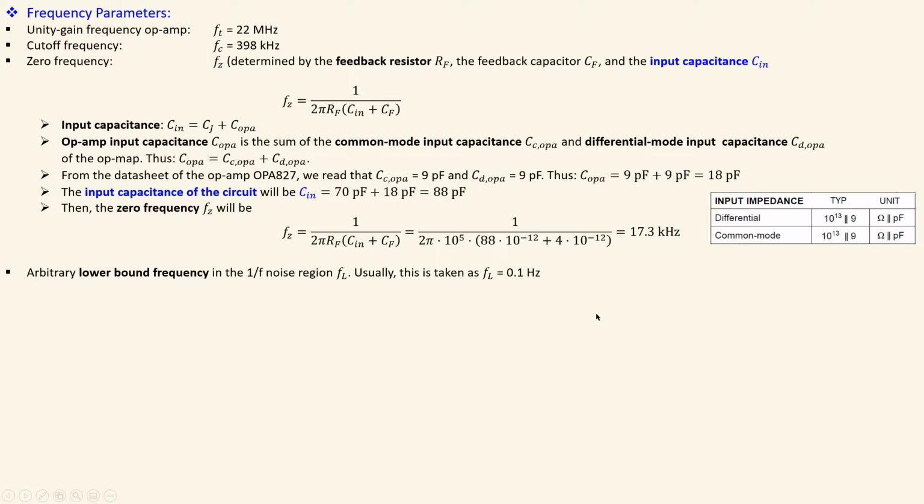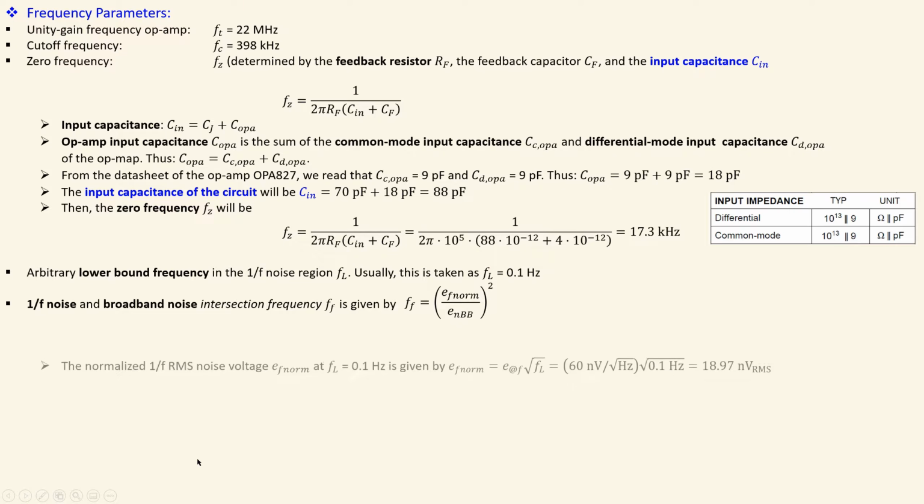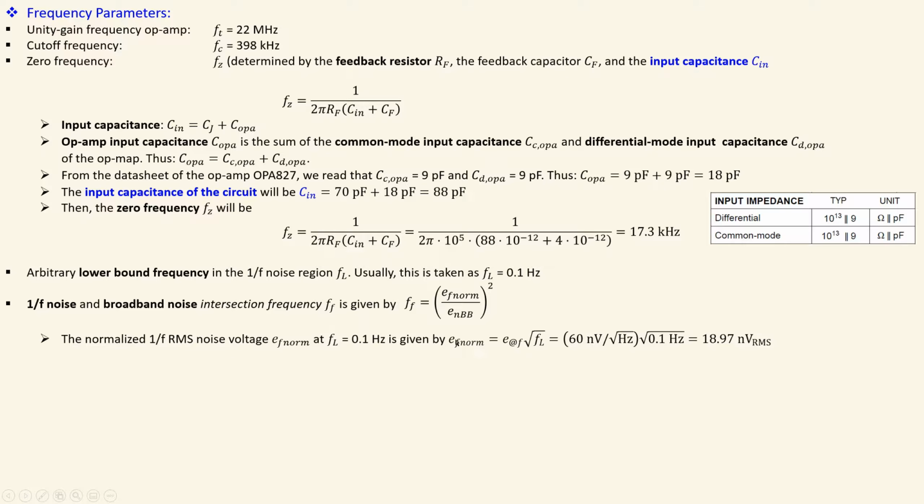Okay, now we will of course select a lower bound frequency for the 1/f noise region calculation, and this is usually taking 0.1 hertz. We already said that, and we also listed it here. The 1/f noise and the broadband noise intersection frequency is given by this expression, and we know this from the datasheet and also this from the datasheet. Now this can be calculated from the datasheet using this formula here. This is 60 nanovolts per root hertz. We already discussed this, and this is then 0.1 hertz for the lower bound frequency.